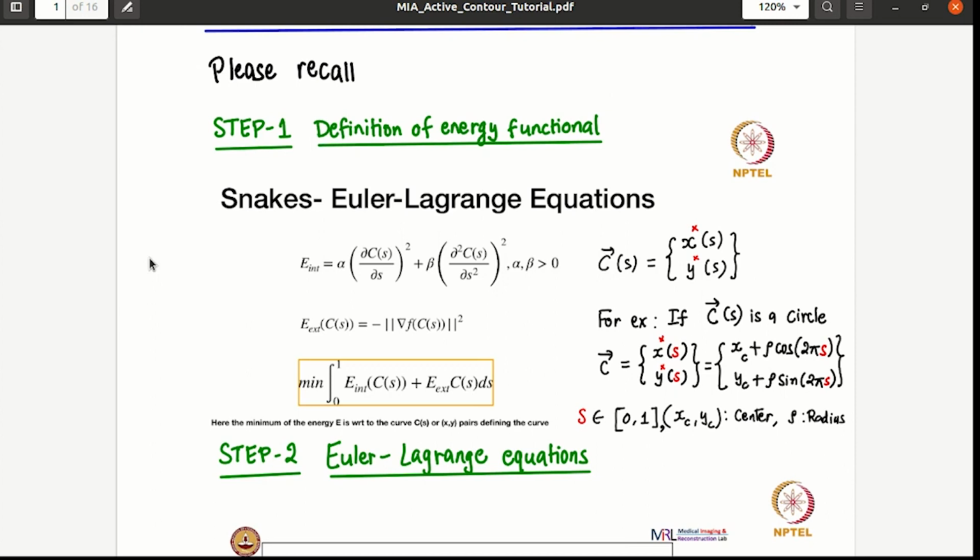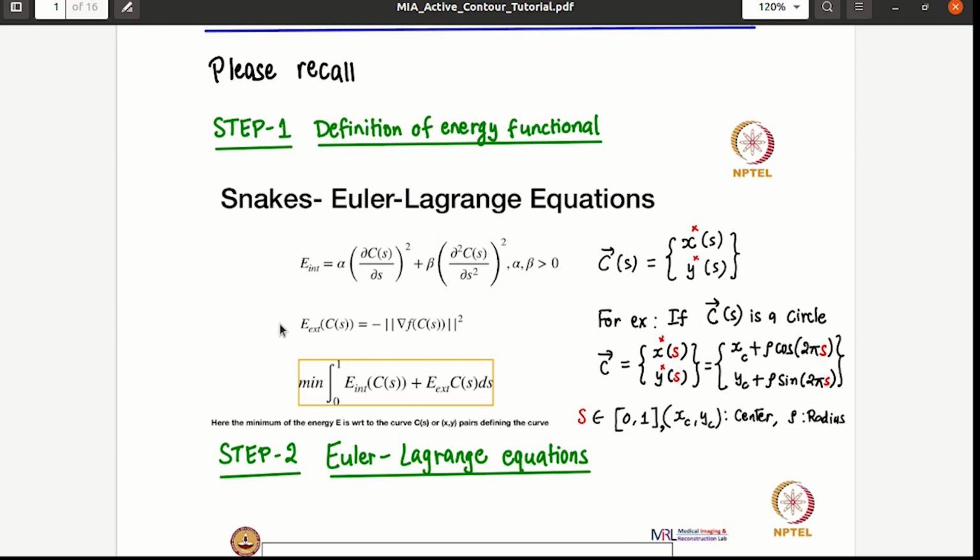Okay, so we start with snakes. As professor discussed, the energy functional to be minimized for snakes consists of two parts. A. External energy or data term, and B. Internal energy or regularization term. The expression for the two terms are shown on your screen.